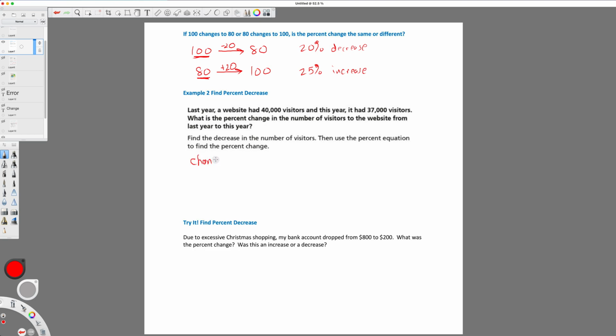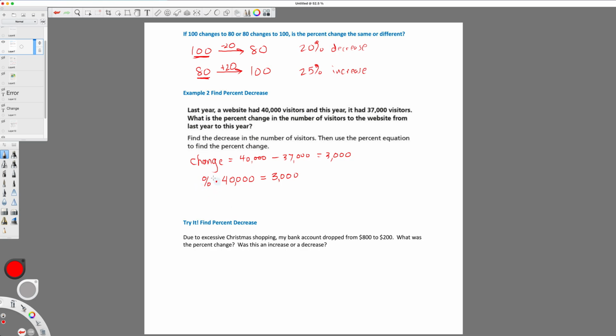So what I'm going to do is I'm just going to find the change, and I do that by just subtracting. I'm going to take 40,000 minus 37,000, and I don't need a calculator to do that because I can do basic arithmetic there. So that change is 3,000. So I need to compare this change to what it was before that change. And before that change, it was 40,000. So in my percent equation, I have percent times the original before the change, which is 40,000, equals the actual amount of change, which is the 3,000.